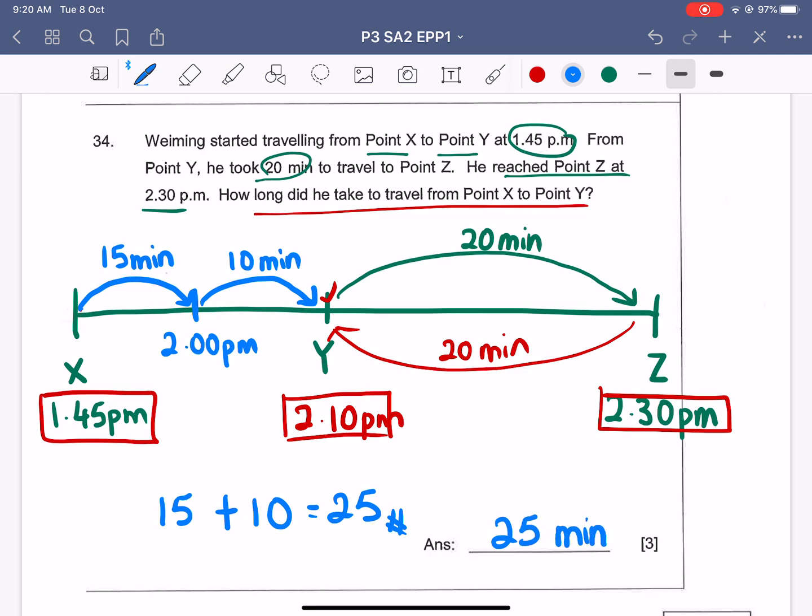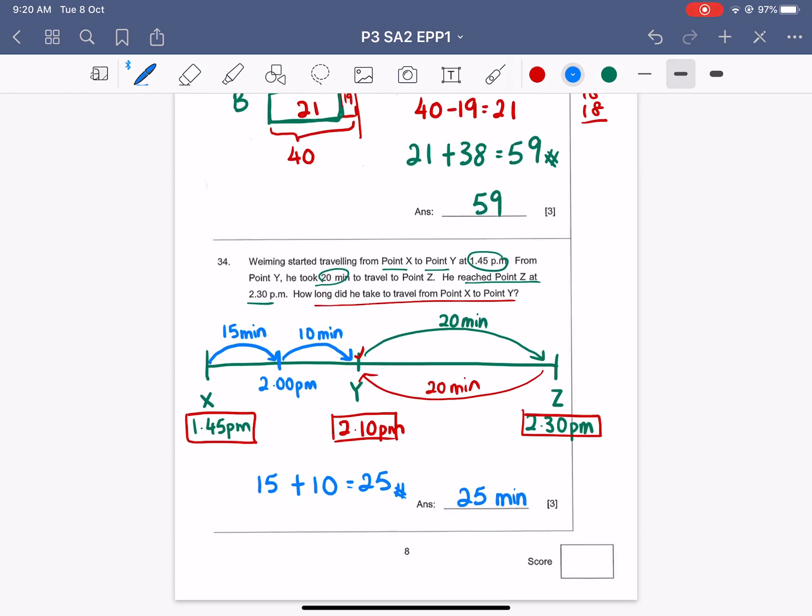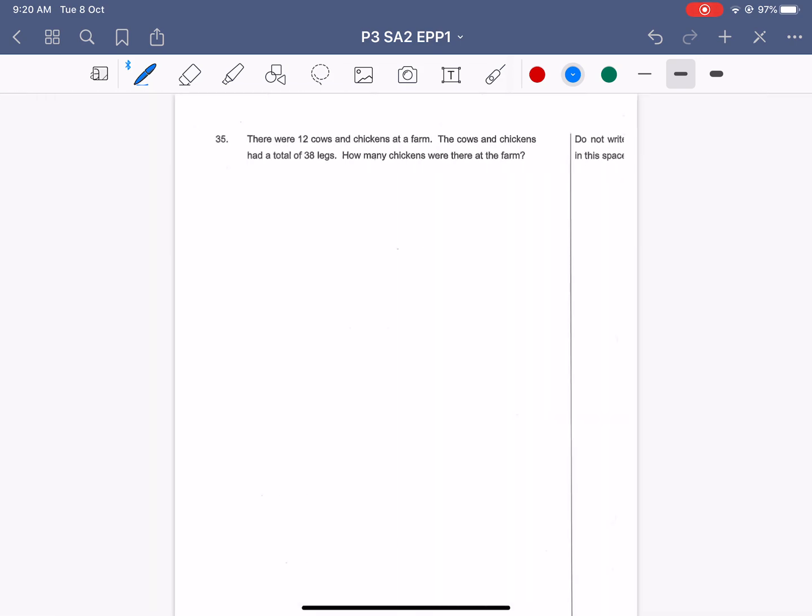So this is still a two-step word problem. You can see the first step is a timeline. The second step is the equation. So same thing, if you need time to understand, by all means pause the video, okay, and watch again if you need to. So that's 34. Now we move on to 35.